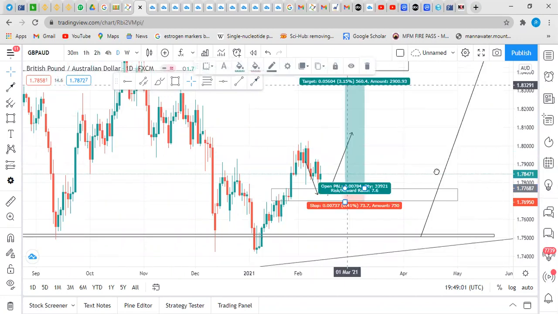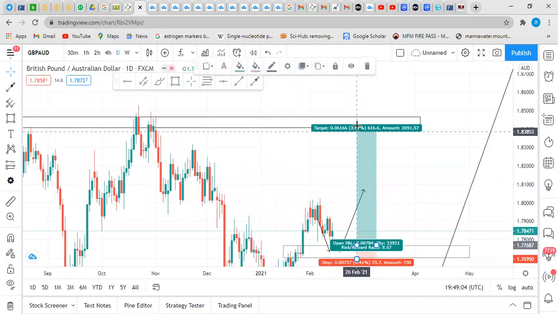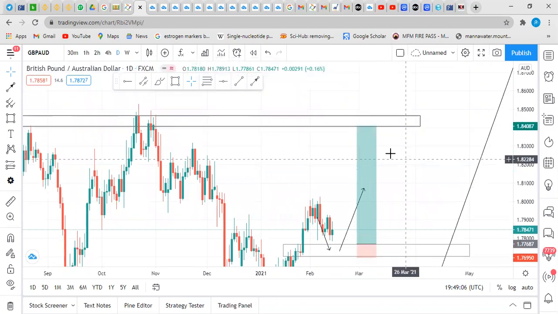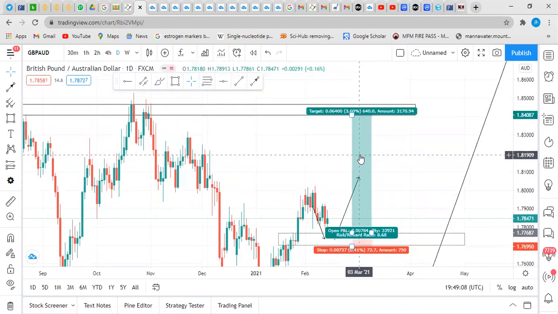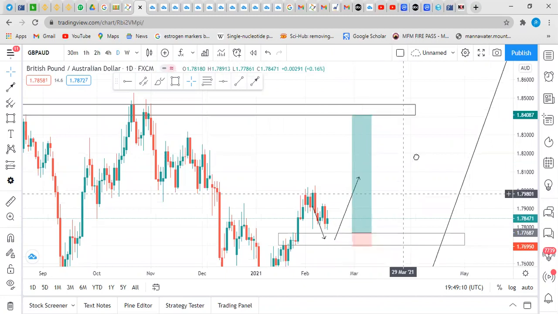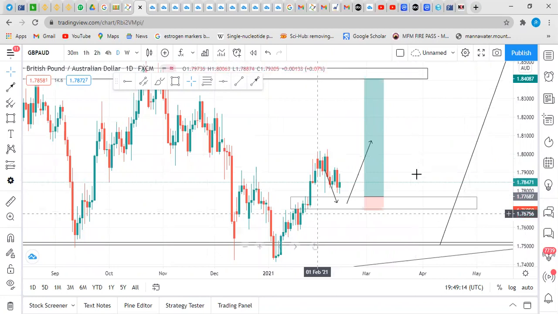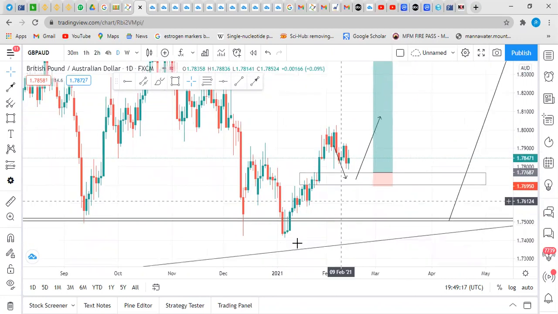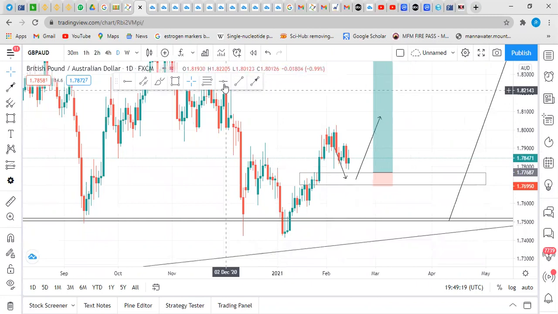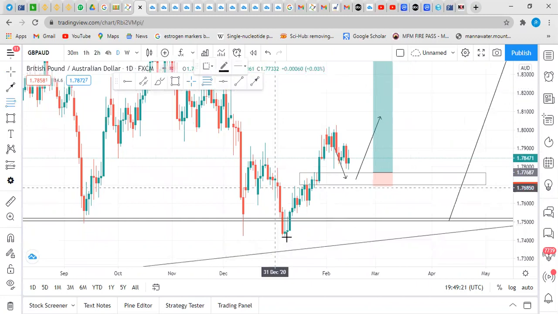And we can take profit at the resistance here. So that is a ratio of 1:8. Let's check what is happening. Let me try and use my Fib ratio.